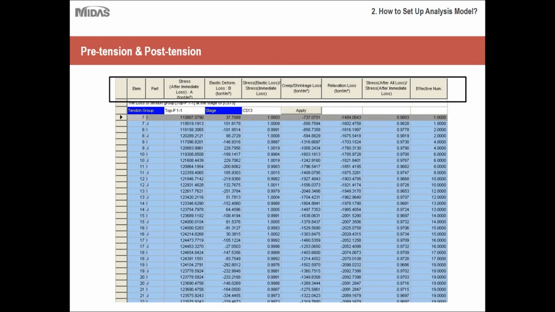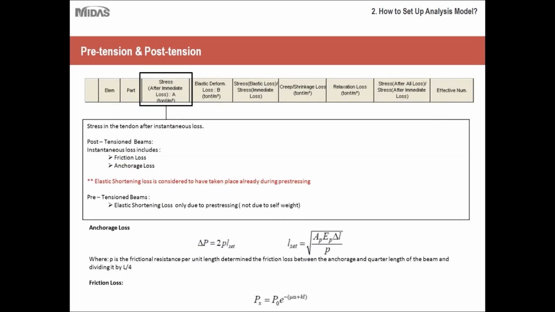So I'll go a little more in depth for the pre-tension and post-tension losses. As you can see, this is a table where you have different column heads, and under these columns you can see some values for one of the tendons at a given construction stage. So let me quickly explain what these losses are that you need to consider. To start with, we have to consider the stresses after immediate losses, meaning the instantaneous losses that occur.